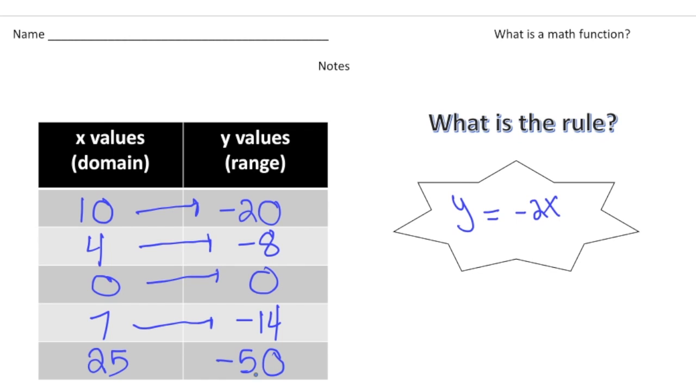Now that you know a little more about functions, why don't you pause the video and try the your turn problems now, and then when you're done, hit play and you can see how you did. Good luck.